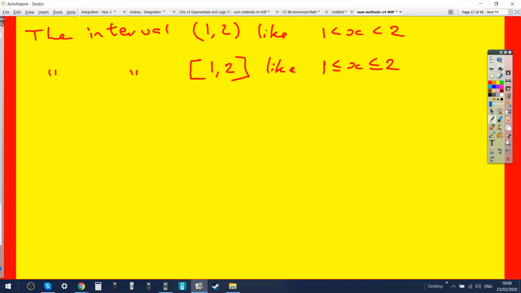That's not a big deal though. They sometimes write intervals like this. So this one looks like a coordinate, but it's actually just not or equal to. If they use square brackets for the interval, that means those two numbers are included. Okay, I'll make a note of that.